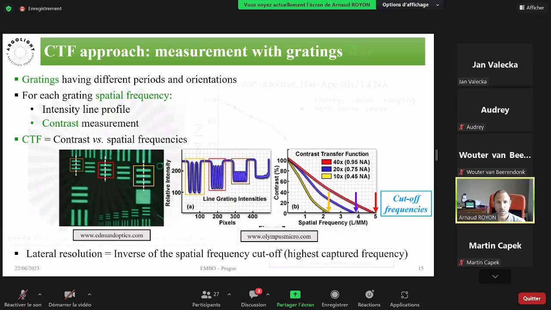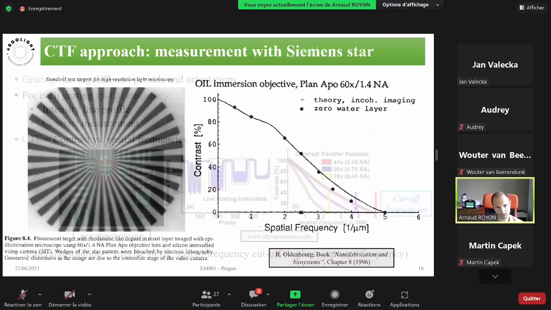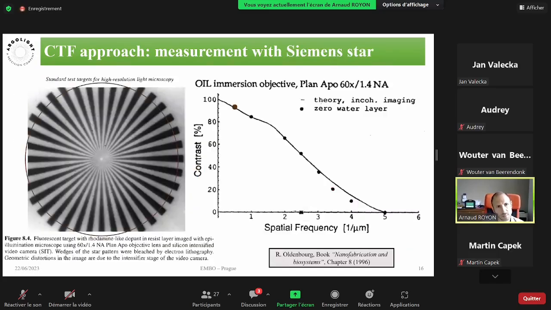You can also measure the contrast transfer function using what we call a Siemens star. There is a picture of a Siemens star here on the left. Basically, the approach is quite similar. It consists in plotting profiles along different circle arcs, and you measure the contrast for each spatial frequency, reconstruct the contrast transfer function this way, and measure the cutoff frequency.